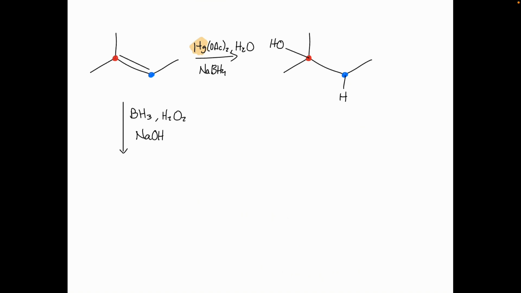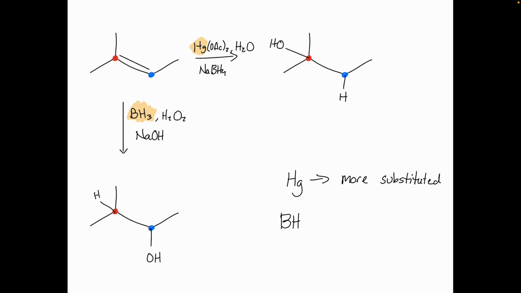All right, and likewise, I'm going to spy my BH3, that borane. That BH3 is going to tell me that in this reaction, the OH group goes on what, red or blue? My blue, the less substituted carbon. So again, they both are these big, ugly lists of reagents, right? But if we can spy the one key thing that will help us figure it out: Hg, more substituted. BH3, less substituted.